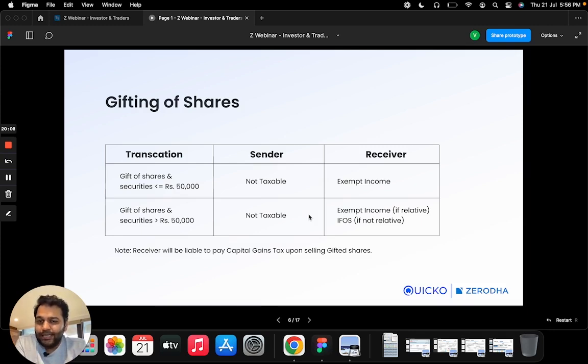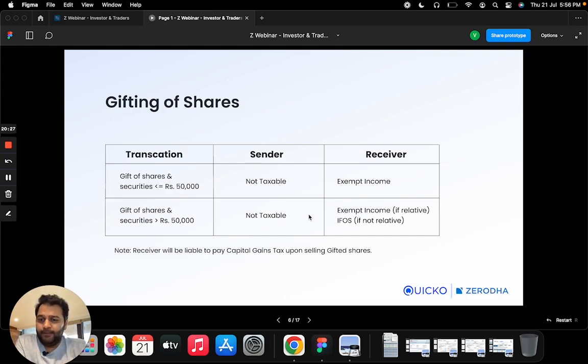Now, what if you receive it from friends, right? On wedding or other occasions, if you receive a gift of shares from an unrelated person, right? Then in that case, it will be taxable under income from other sources. And income from other sources is taxed at slab rate, right? So just like salary income.